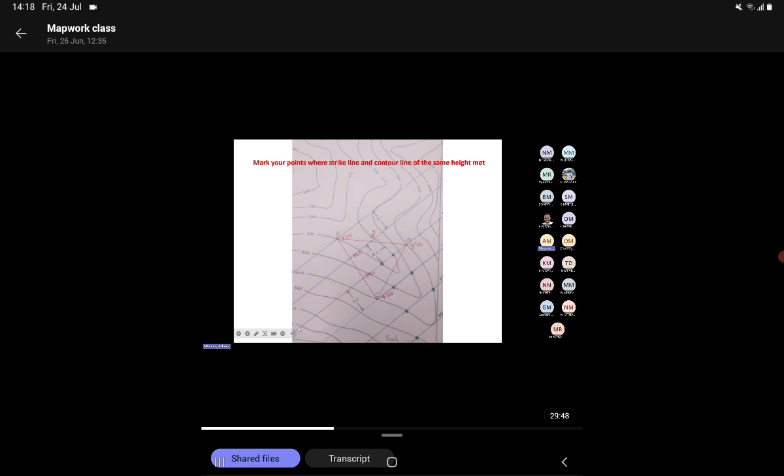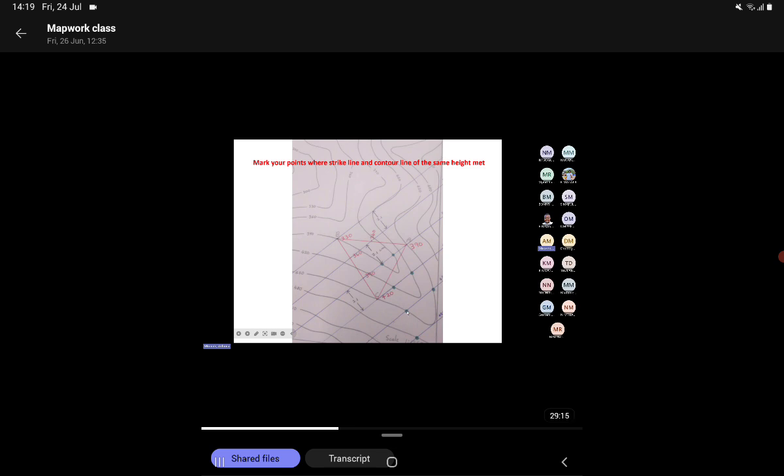Then I come to the 390. The 390 strike line, I look for the 390 contour line. I've got this 390 contour line. It's passing here. There's one green point. Passing here again, it's another green point. So it's only 2 points. Then I come to the 420 strike line. I do the same thing. I've got a point of the 420 contour line, and another point of the 420 contour line. So I've got 2 points. Then I come to 450, and I do the same thing.